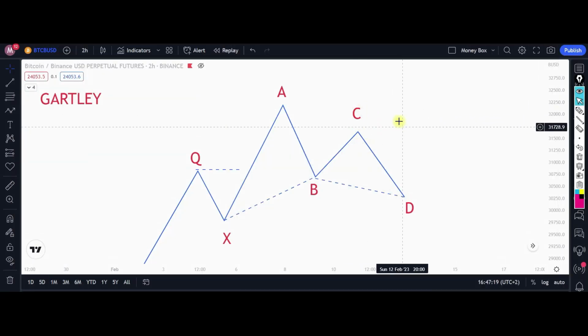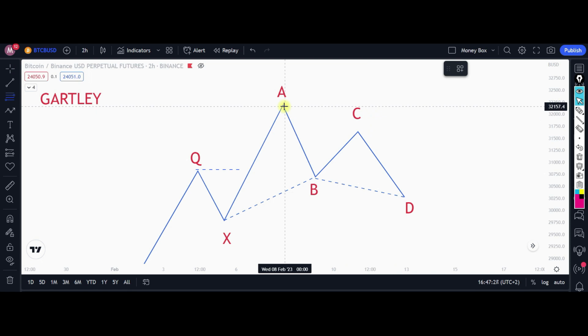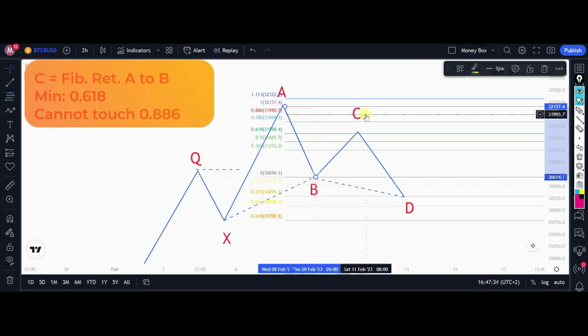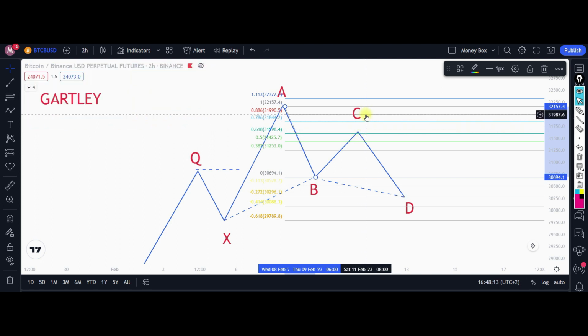So the next level to follow is C. We implement Fibonacci retracement from A to B, and 0.618 is our C. Once more, 0.618 is the minimum price level, so the price might surpass it but shouldn't touch 0.886, even with a candle wick.